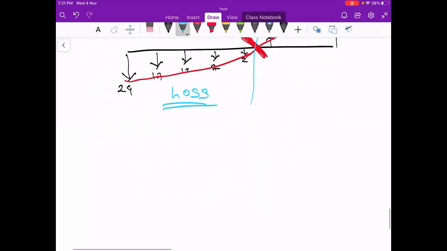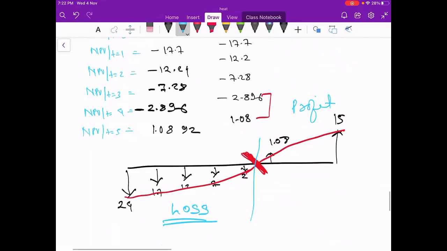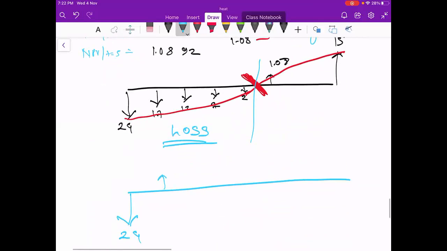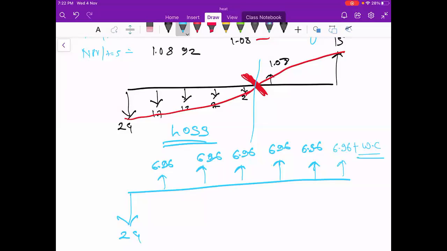So in general, if you draw a graph, it will be like this. In the initial year you have got 24 crore rupees. Now every time you are getting some value, and that value is 6.96, 6.96, 6.96, 6.96, 6.96. And in the last year you will be getting 6.96 plus working capital.